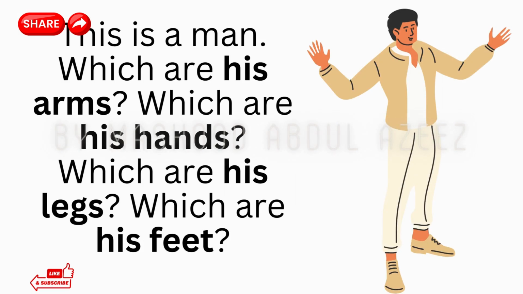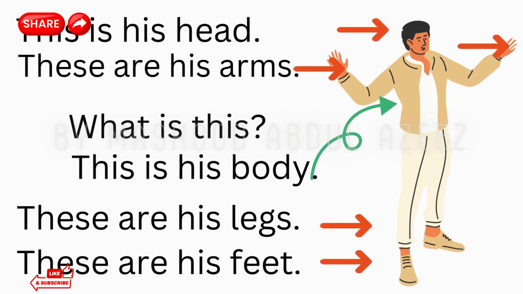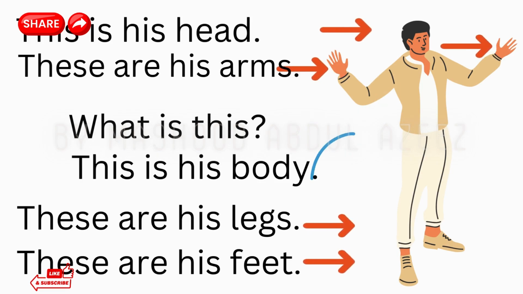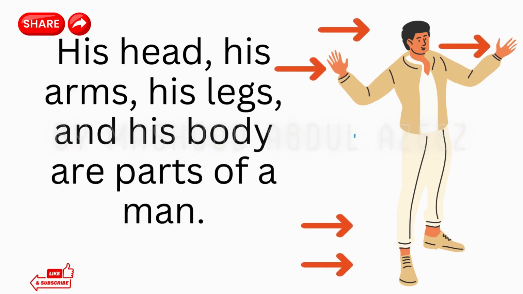This is a man. Which are his arms? Which are his hands? Which are his legs? Which are his feet? This is his head. These are his arms. What is this? This is his body. These are his legs. These are his feet. His head, his arms, his legs, and his body are parts of a man.